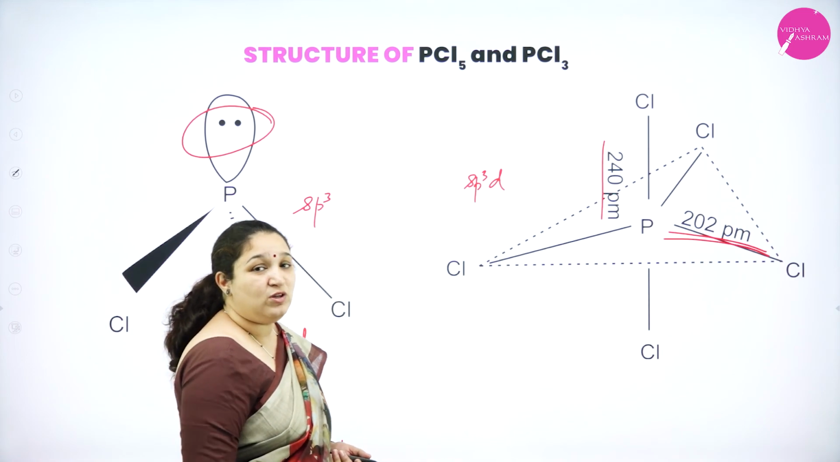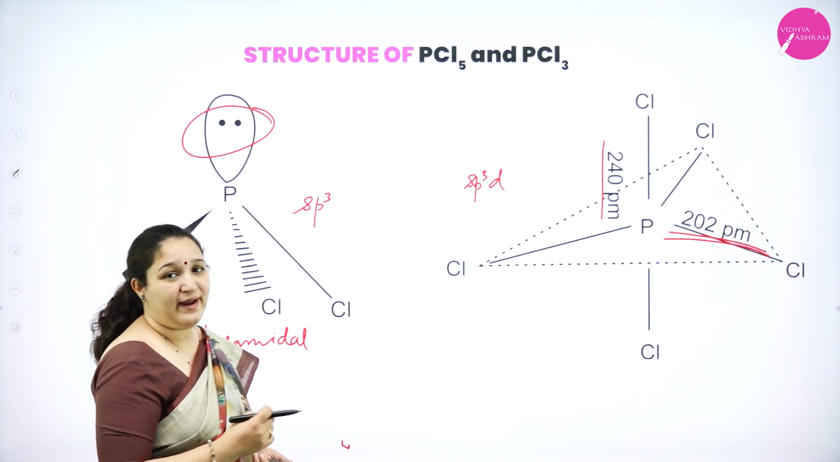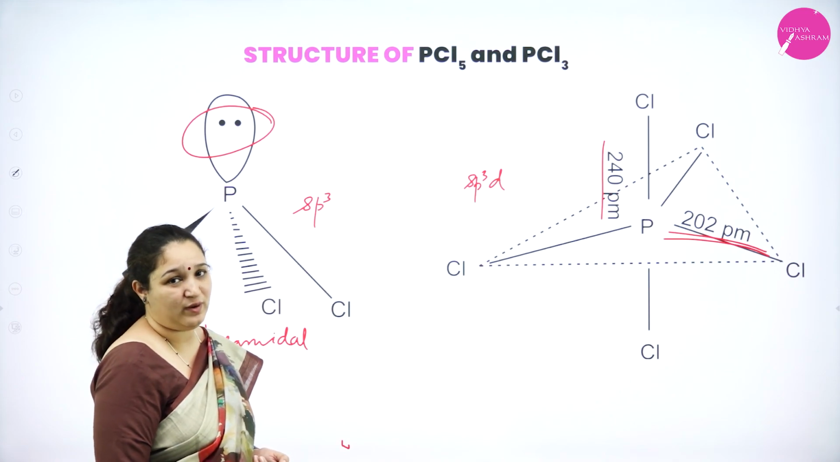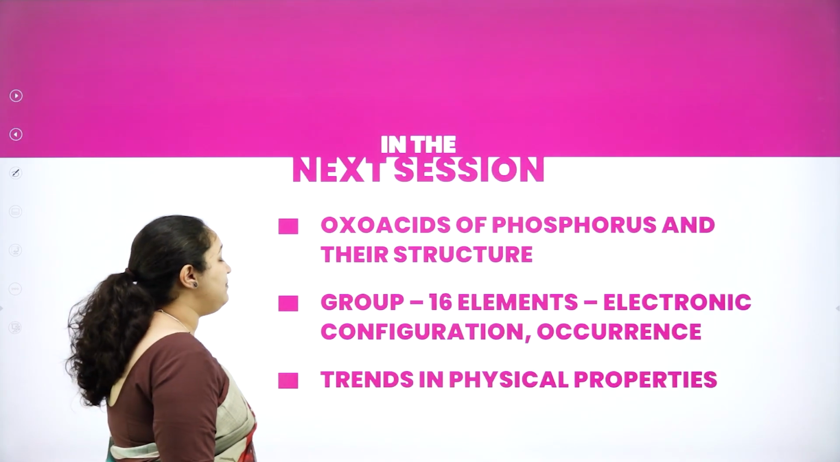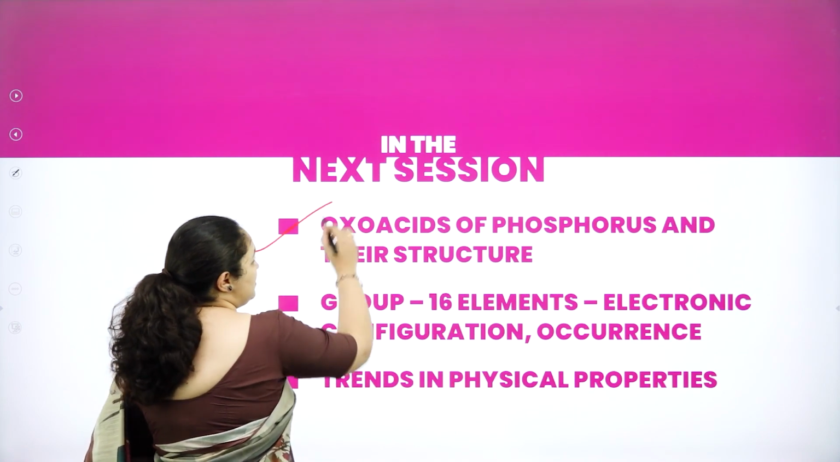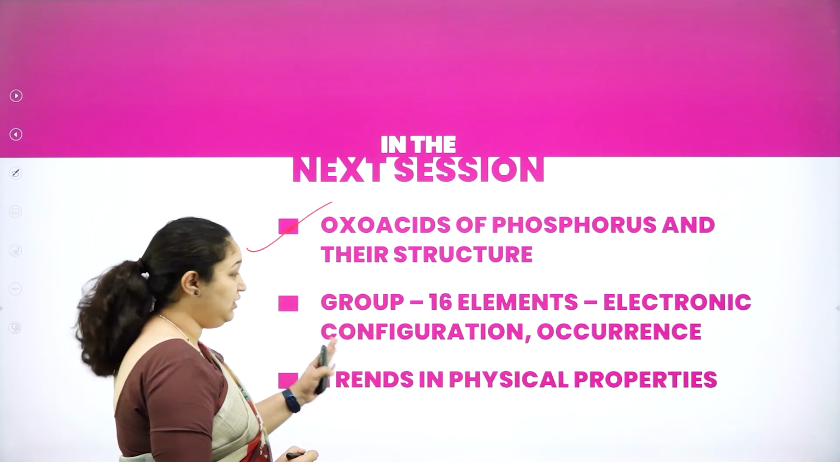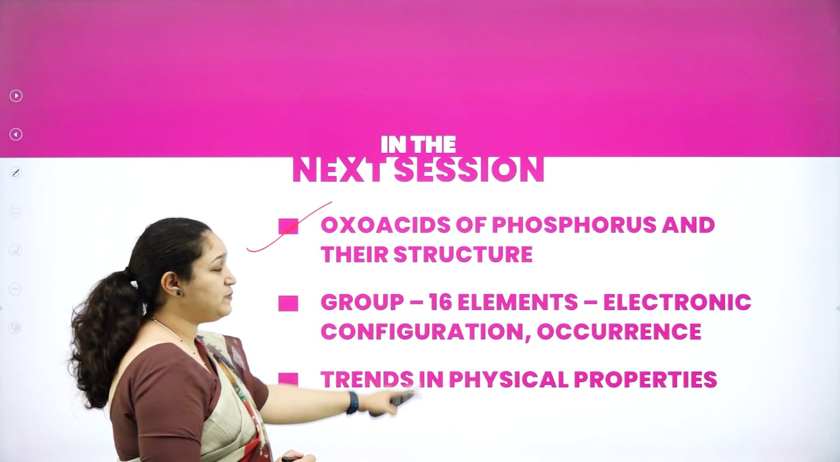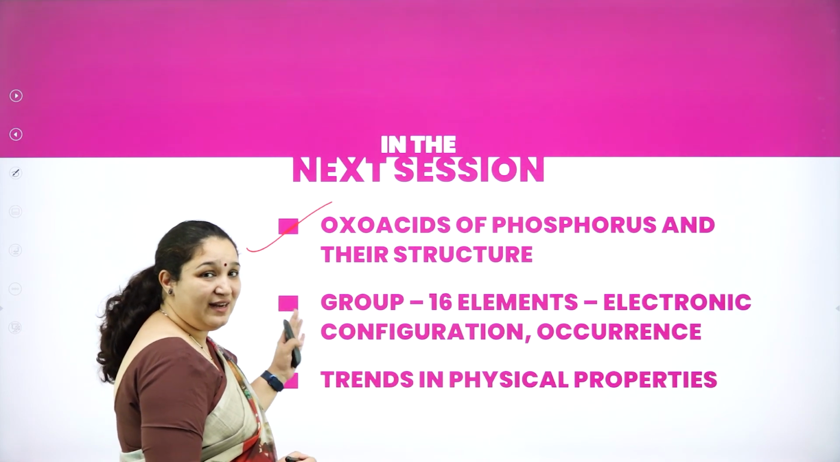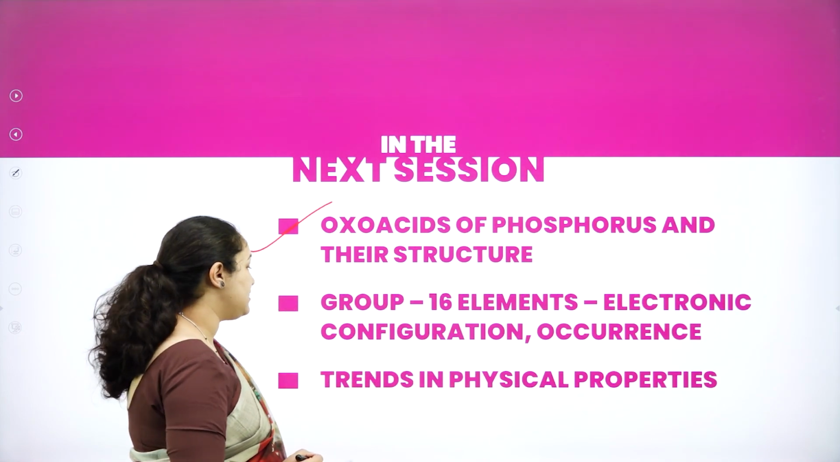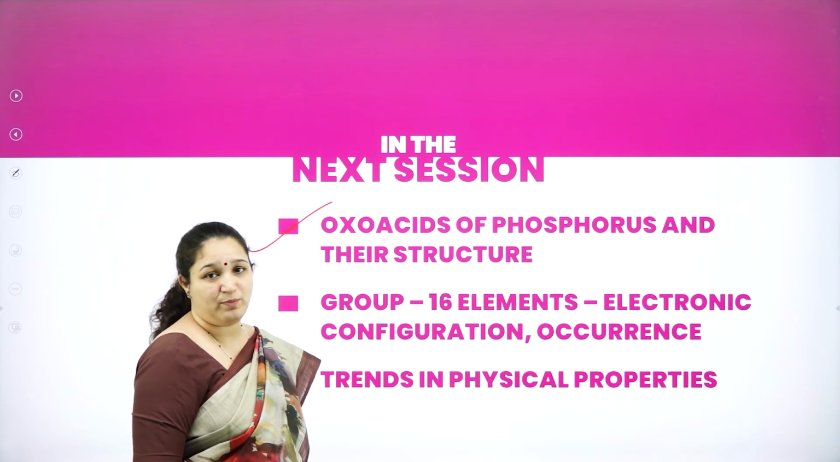So that's about phosphorus trichloride and phosphorus pentachloride. In the next class, we'll be studying about oxoacids of phosphorus and their structure. Also, we'll start with group 16 elements, learn their electronic configuration and occurrence, and trends in physical properties.